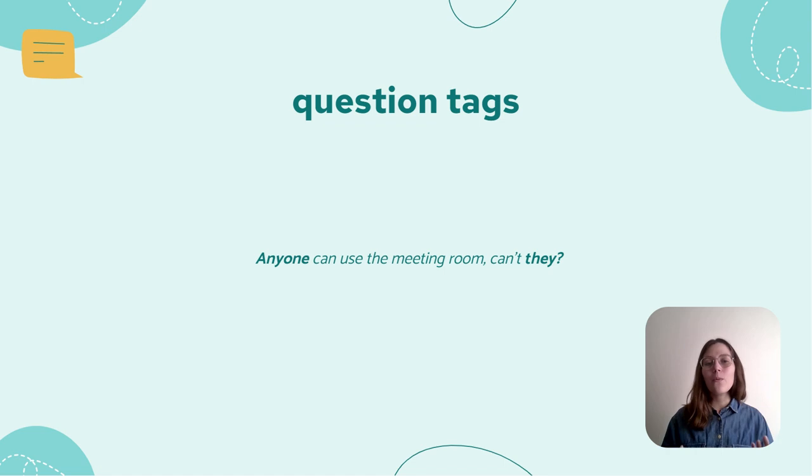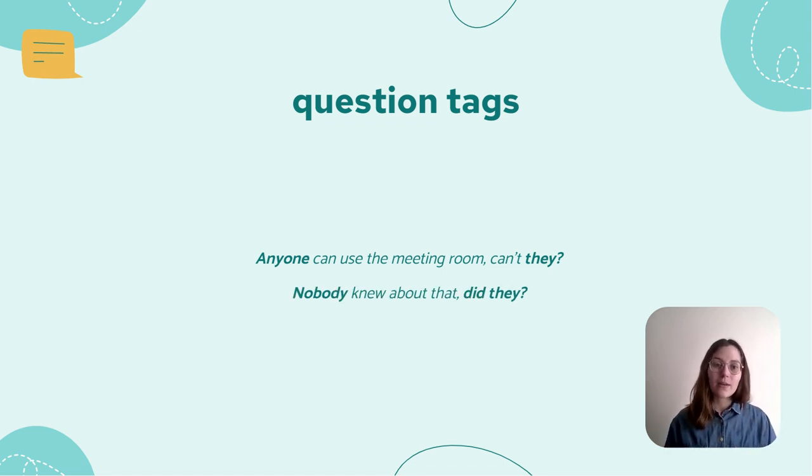Now, what if I've got these cases when I'm talking about anyone or nobody? I'm referring to anyone or nobody, but no one in particular. So, in terms of which subject pronoun I'm going to need, we're going to go with they. Anyone can use the meeting room, can't they? Nobody knew about that, did they?